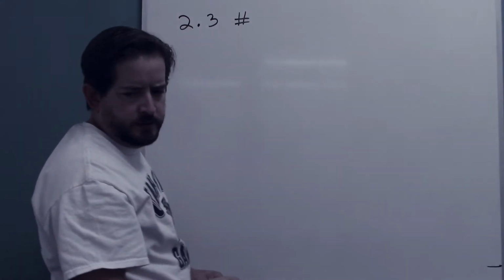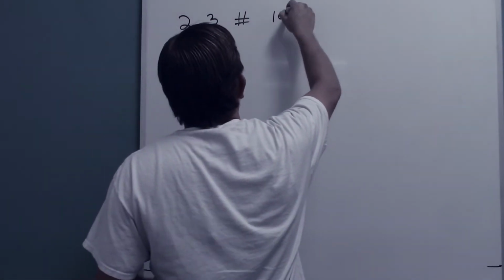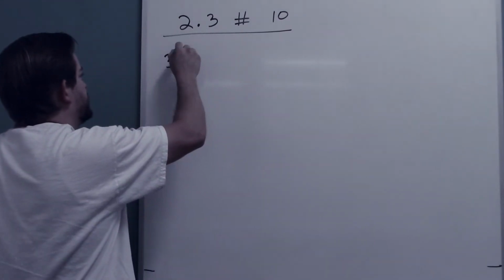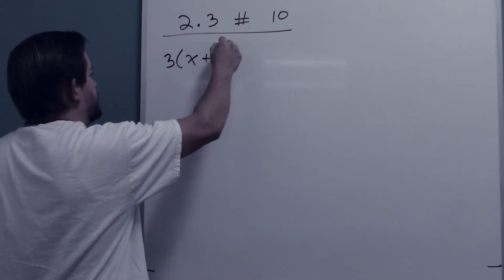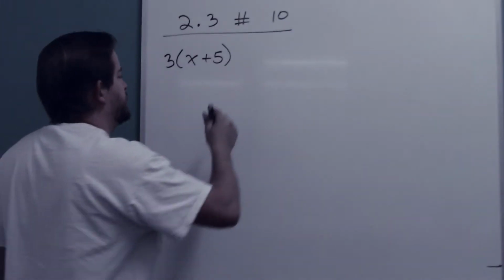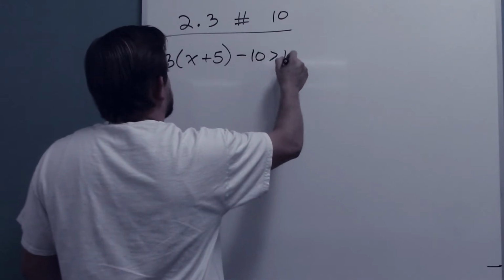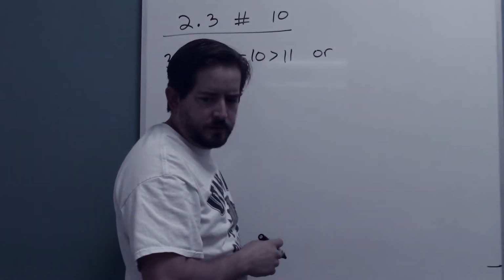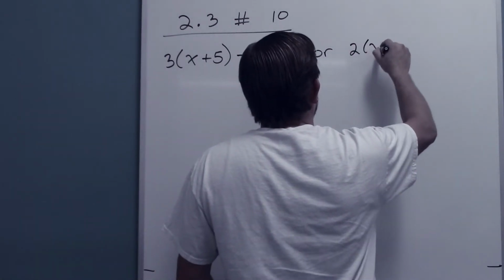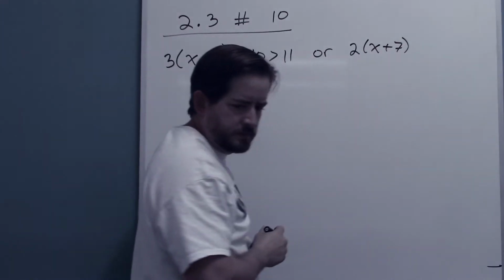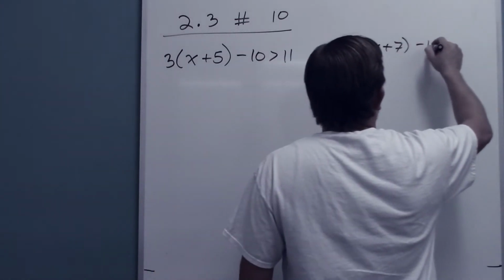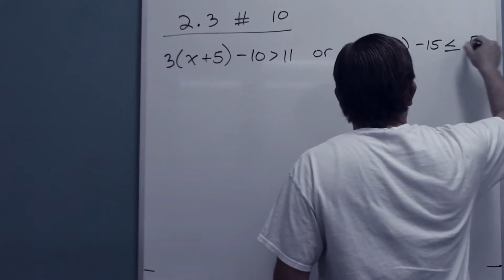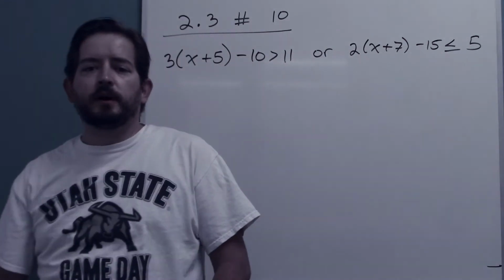Number 10, which says we have 3 times x plus 5 minus 10 is greater than 11, or 2 times x plus 7 minus 15 is less than or equal to 5. Okay? So it's an OR conjunction of 2 inequalities.